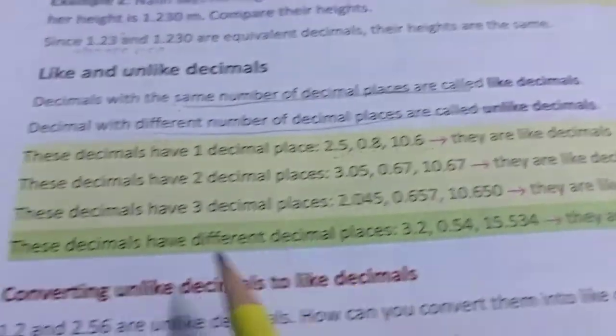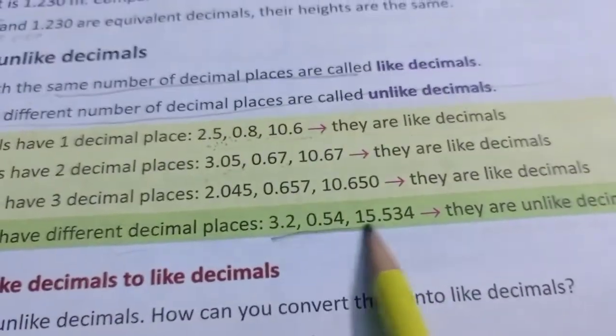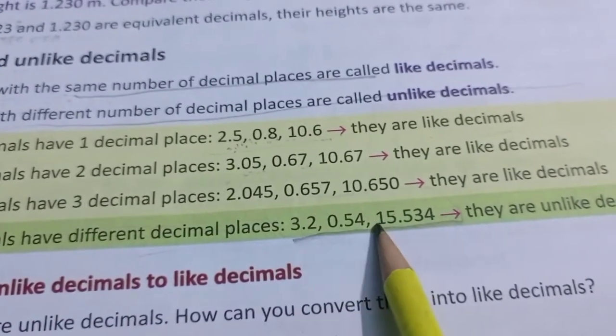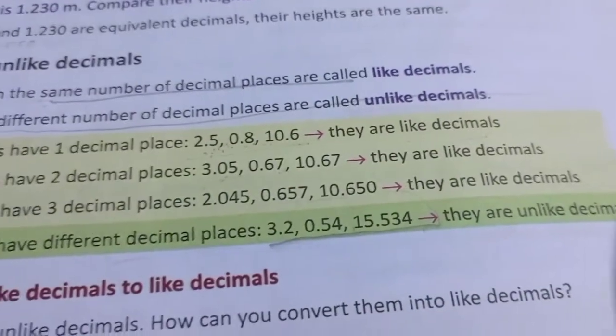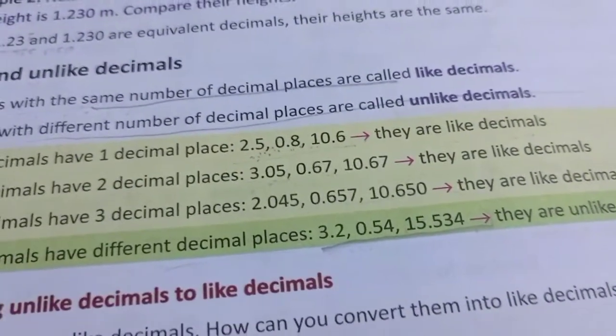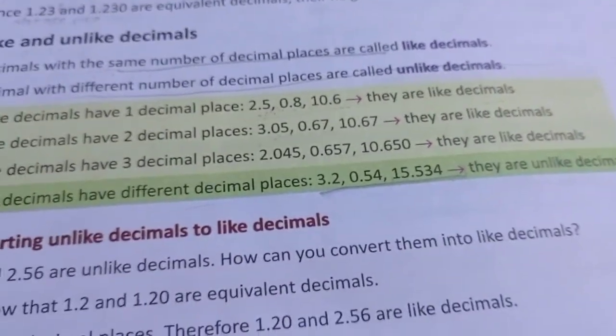So how will you convert? These decimals have different decimal places. But in case of this number, you see this is an unlike decimal. Why? Because this is one decimal place, this is two decimal place, this is three decimal place. So this is an unlike decimal. So you got it, what is like decimal? If they have the same decimal place, that is a like decimal, and if they have different decimal places, that is known as unlike decimal.